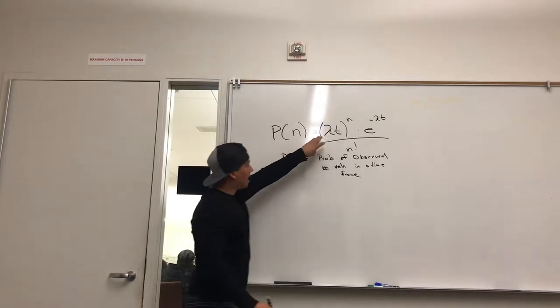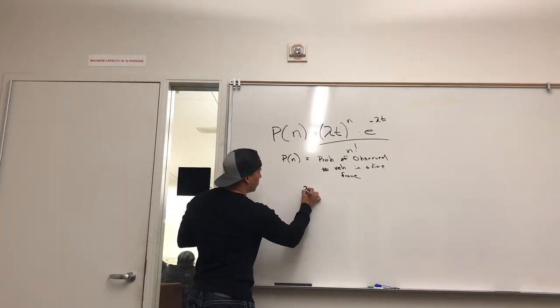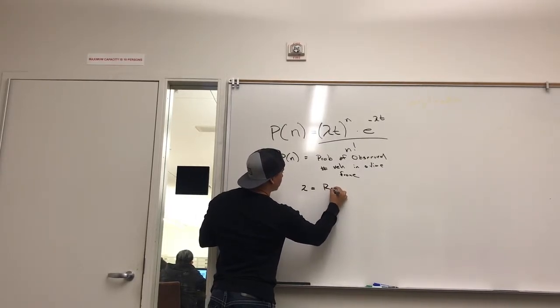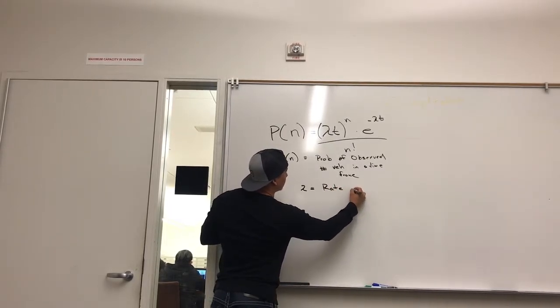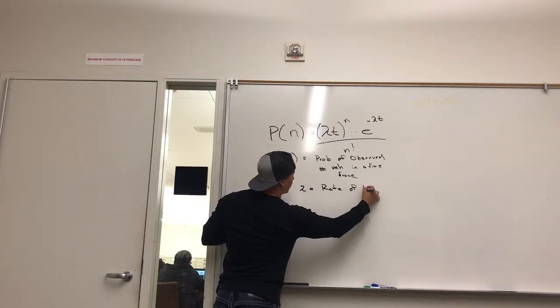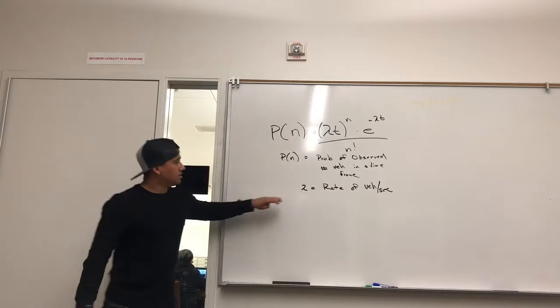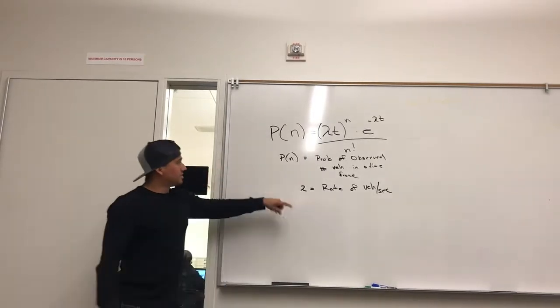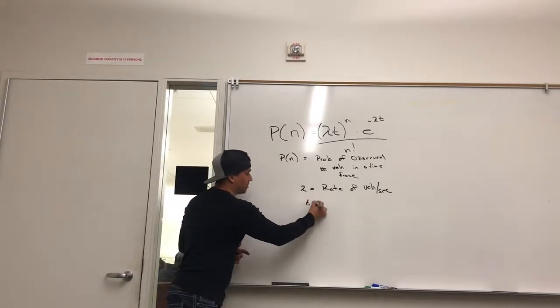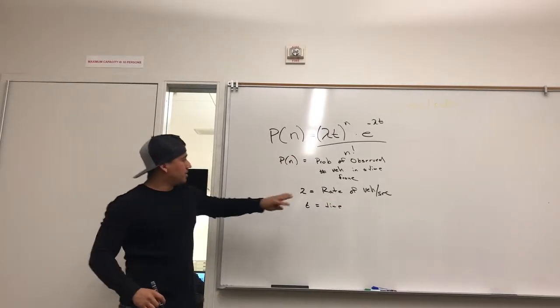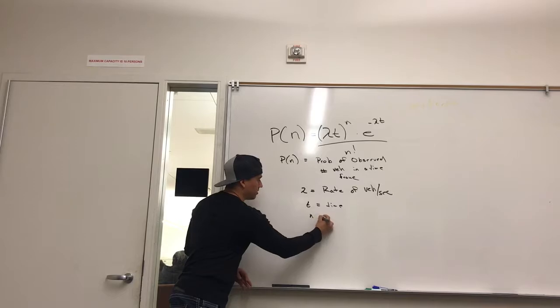And here, the lambda will give you the rate of vehicles per second. So this is what lambda is. T is just time. And n is the number of cars.